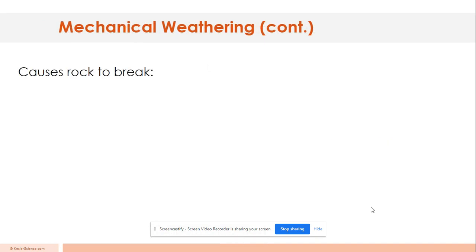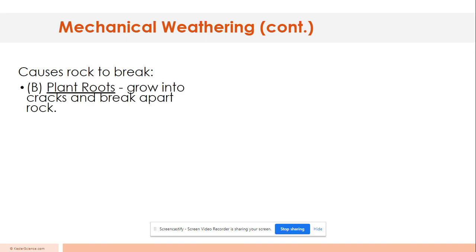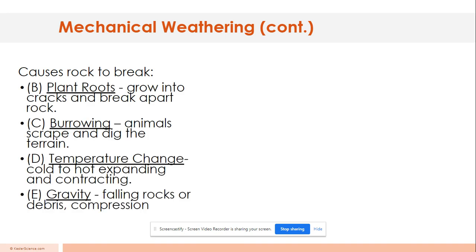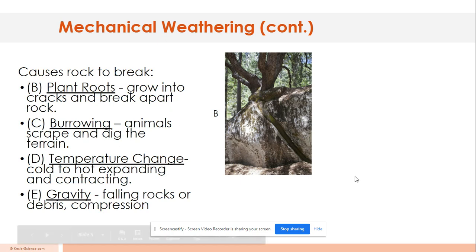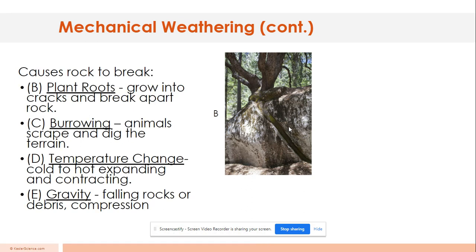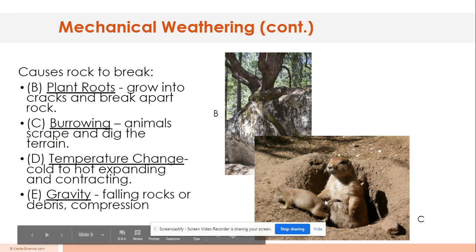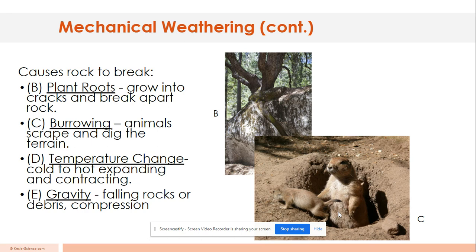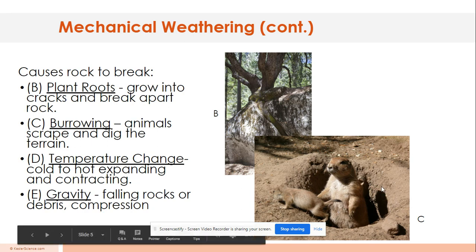Some more examples of mechanical weathering that cause rocks to break would be plant roots, burrowing, temperature change, and gravity. So here we have our plant root, and you can see it's growing right into that rock. And as it grows in there, it can crack and break apart that rock. Also, animals are digging into the side of things, and you can think of them as using their claws and digging into the terrain, making the rock weaker as they go.